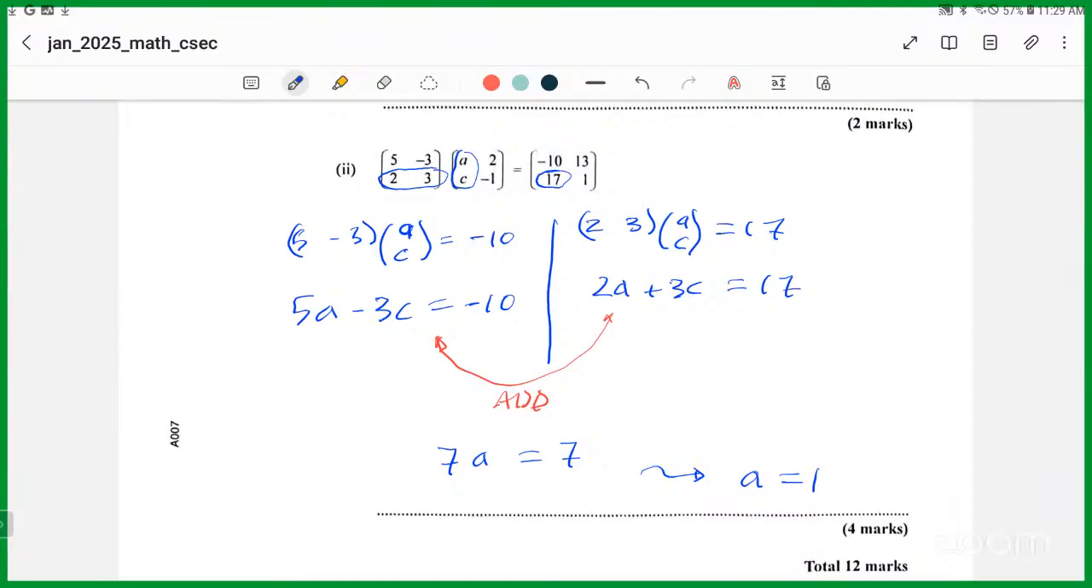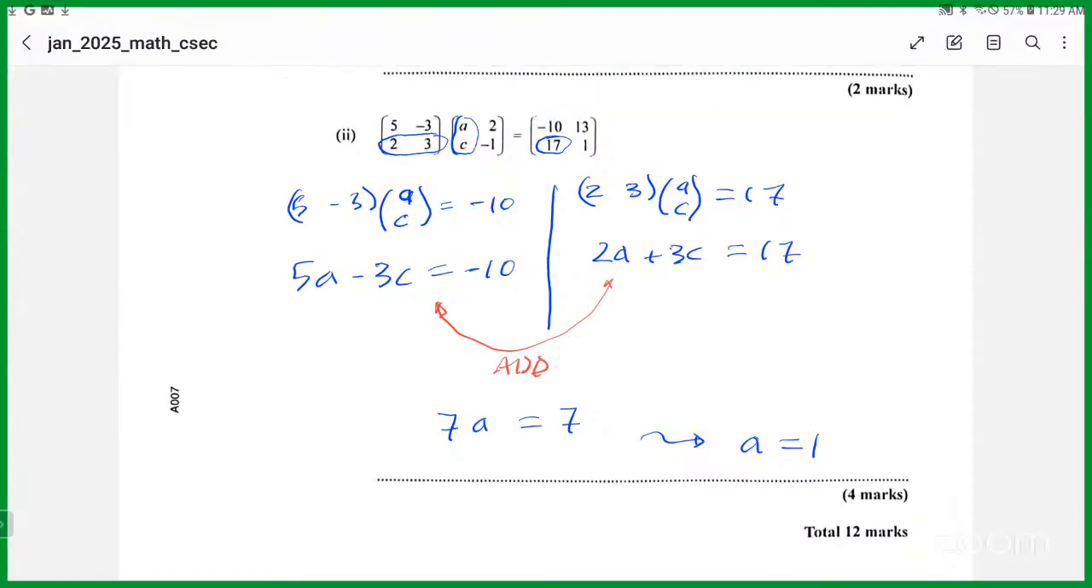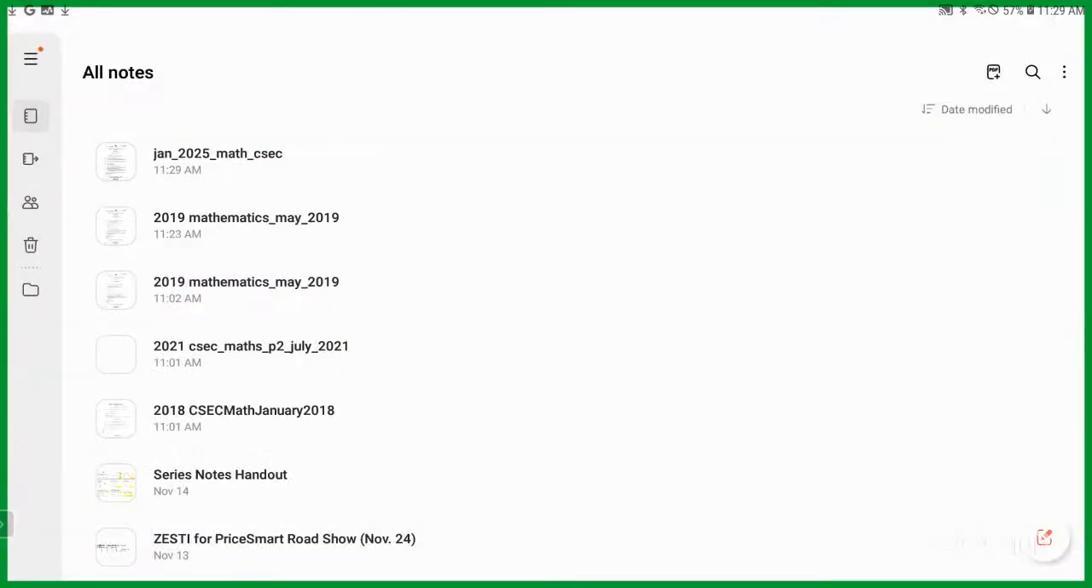Let's look at the next one there. The next one would be 2021. Let's look at this one.